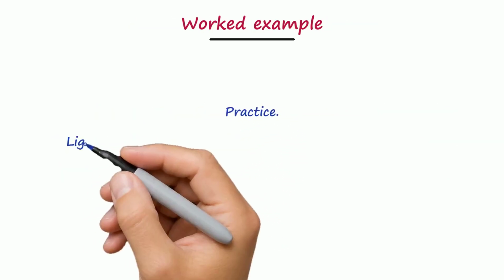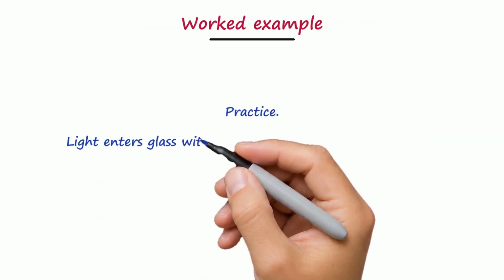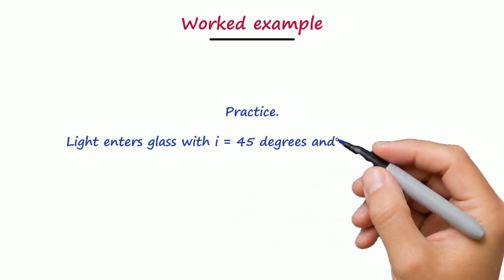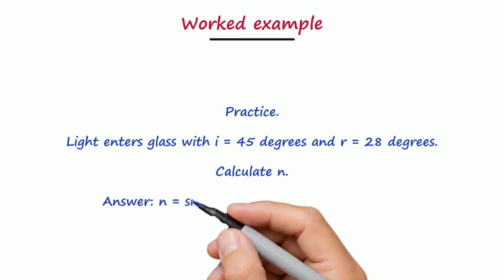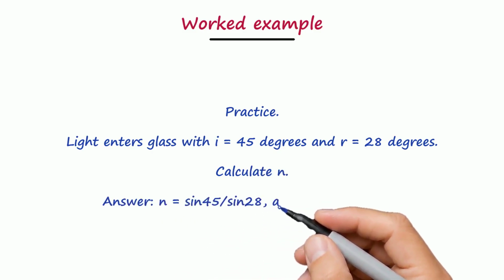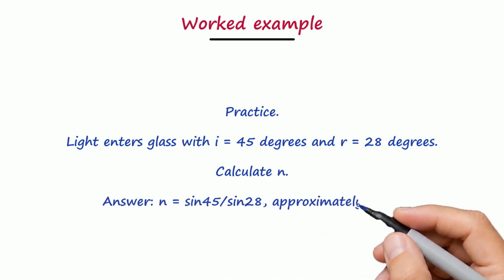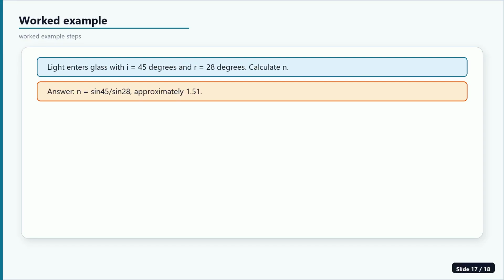Practice. Light enters glass with i equals 45 degrees and r equals 28 degrees. Calculate n. Answer: n equals sin 45 over sin 28, approximately 1.51. Watch the numbers land in the matching symbols. Check that units cancel cleanly. If they do not, the setup is wrong even before the arithmetic.